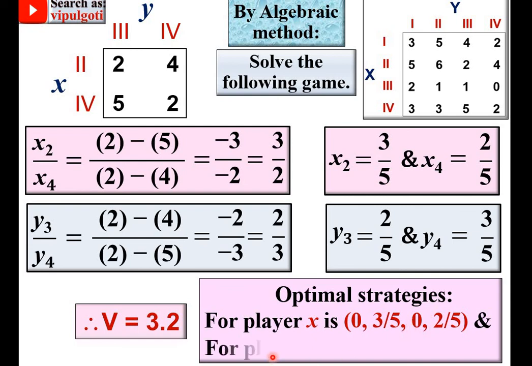Similarly, for player Y, here you can say player Y is only going to follow the third strategy and fourth strategy with probability 2 by 5 and 3 by 5. And so you can say 0 probability for the first and second. So this is your final answer. To solve the following game means there are two answers. One is the value of game and another one is the optimal strategies for players X and Y.